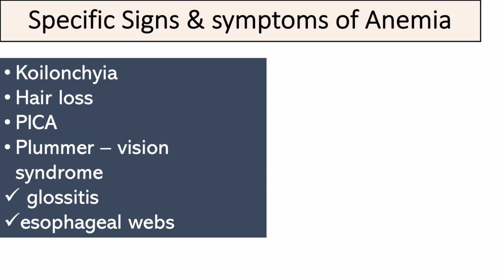So someone with iron deficiency anemia usually presents with glossitis, inflammation of the tongue, as well as esophageal webs, i.e. almost like varicose veins.